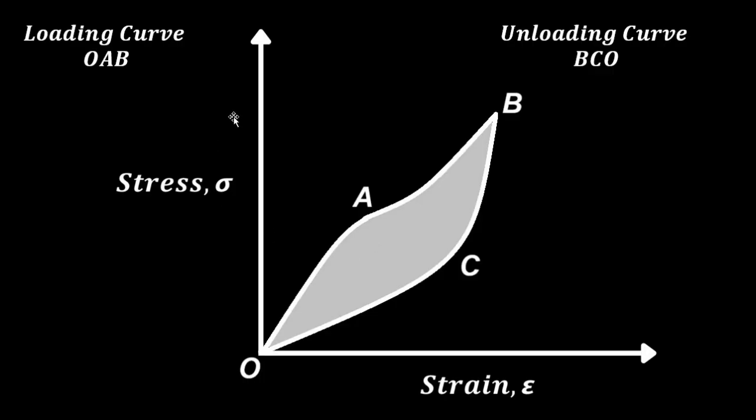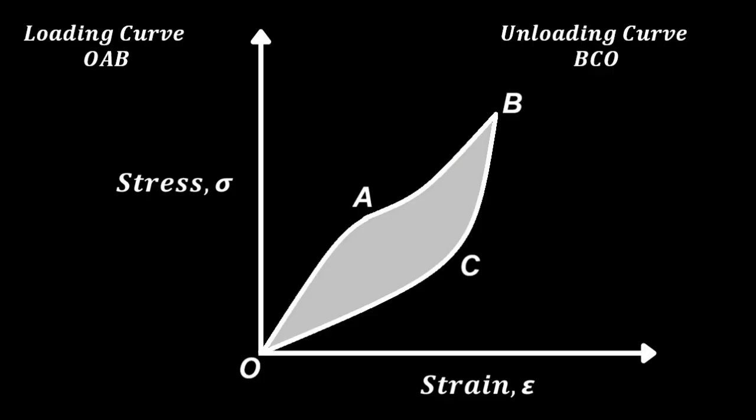So obviously the material will undergo strain. There will be a stress strain curve. For the elastic material, when the stress is increased in one direction, it is called loading. During loading, that is increase in stress, the stress strain curve takes a certain path. In this case, it is OAB.